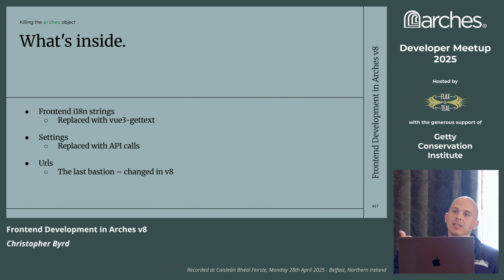Front end I18N strings. But that pattern has largely been replaced in V8 and onward versions with Vue 3 getText. Settings. A subset of settings, right? We're not exposing all settings in the Arches object. That should be replaced with API calls. Now is the time. We don't have a glorified settings API, but you can build one, and I'm sure we will build one at some point. And URLs, it's the last bastion. It's the last thing that's living in this Arches object. And thank goodness it's changed in V8.